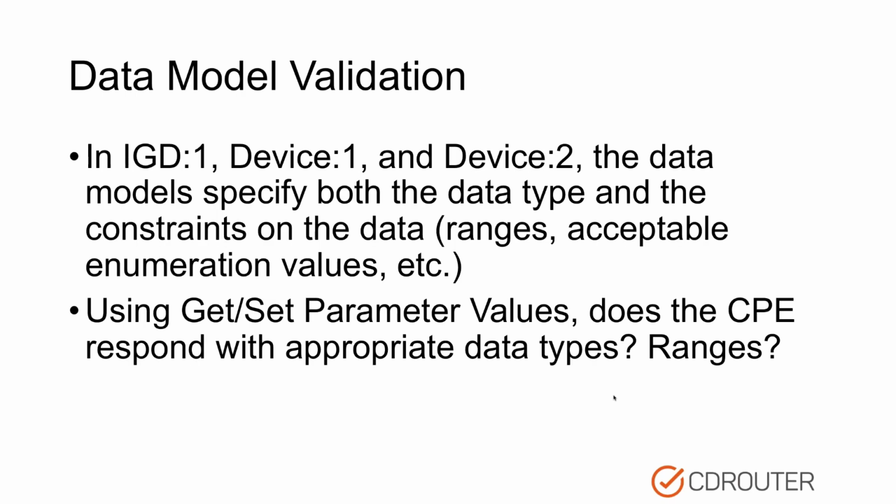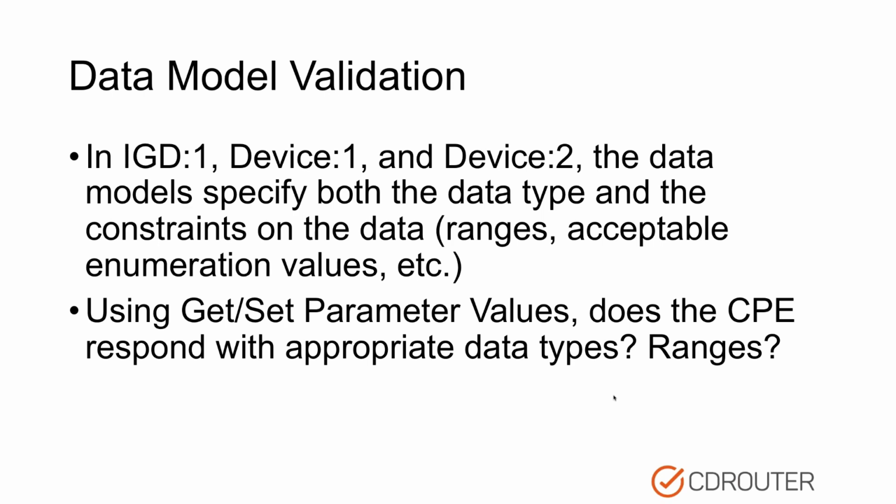So in the process of verifying the functionality of the RPCs, you want to verify the validity of the device's data model. The data models, IGD1, Device 1, Device 2, all specify both the data type and the constraints on that data. So there might be certain ranges for numbers, a list of acceptable enumeration values, or regular expressions that explain how a string should be formatted. There are also some complex data types like MAC addresses. But those things are all specified in the data model.